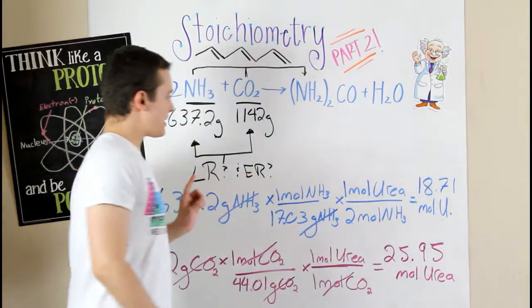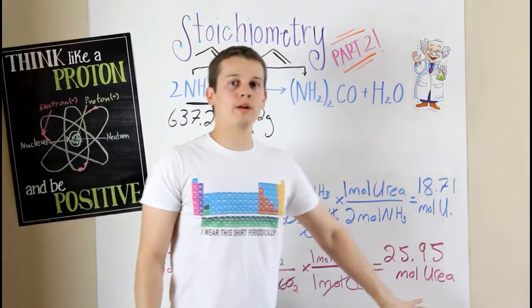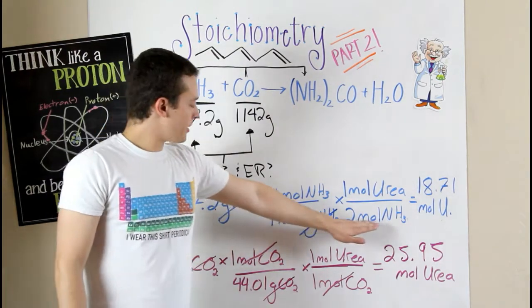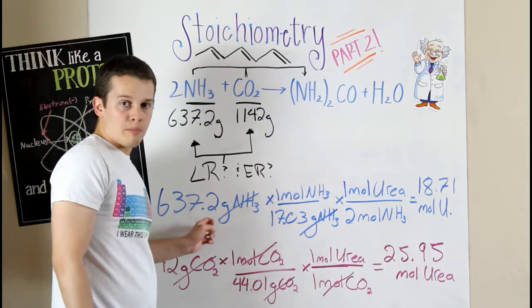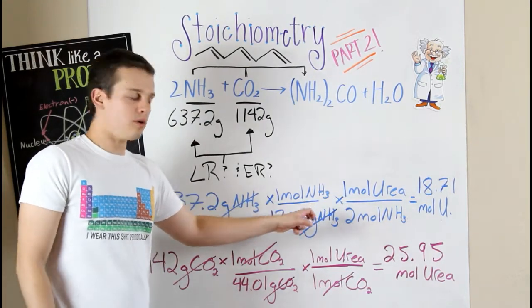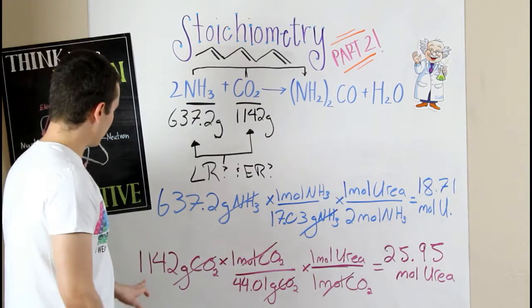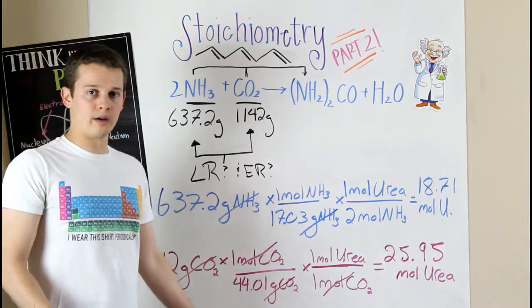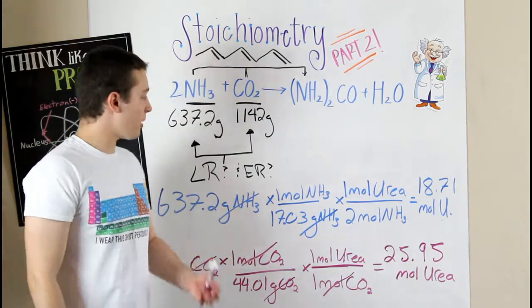Now, what I want you guys to do is look at both of your answers. I want you to compare these two. And remember, this top one up here in blue is just saying if we had a limited supply of ammonia but an infinite supply of CO2. And the bottom one here is saying the exact opposite: if we had a limited supply of CO2 and an infinite supply of ammonia. So, which one gets you the smaller quantity of your product?